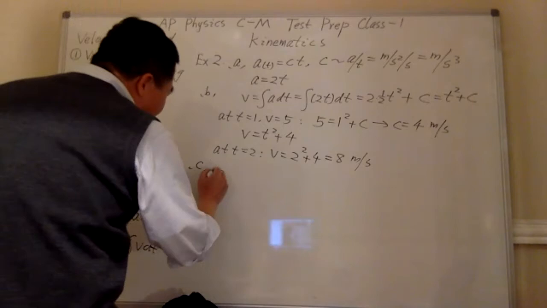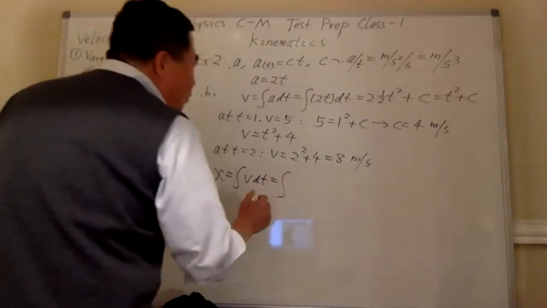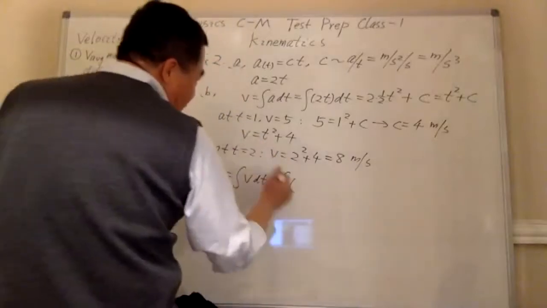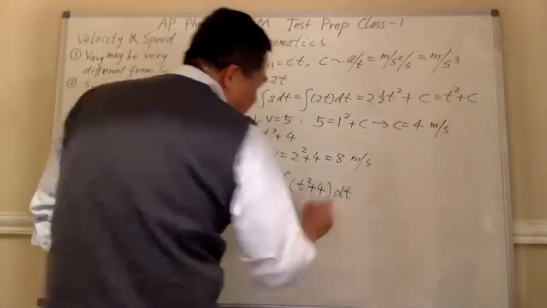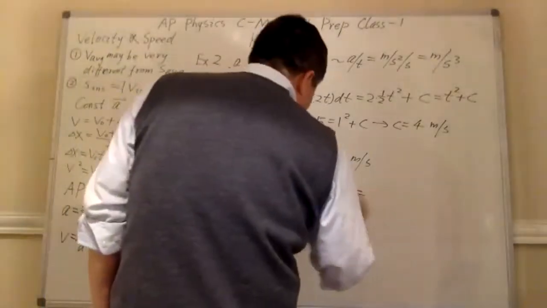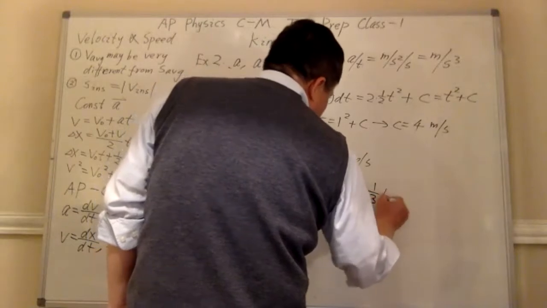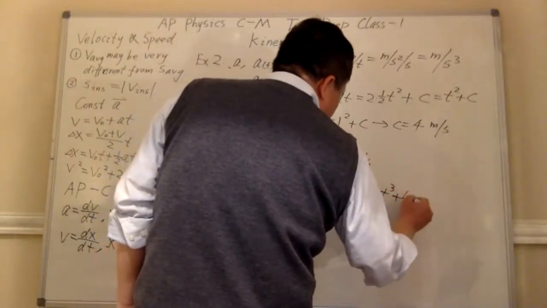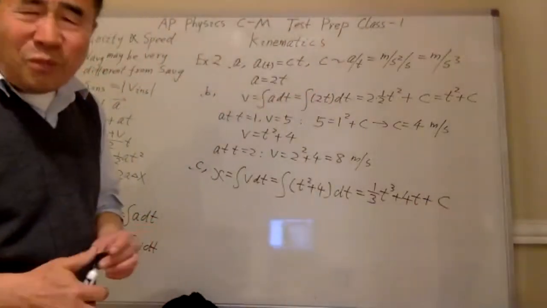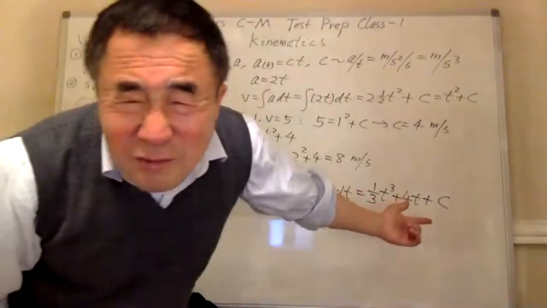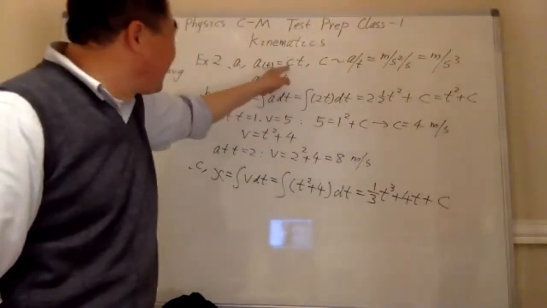This time x equals the integral of v dt. V we just derived as the general formula, t squared plus 4. Then I make the dt, and the integral is equal to 1 over 3 t cubed plus 4t plus a constant, meaning plus another constant. Don't mix up: everybody uses C as a constant, but this constant is different.